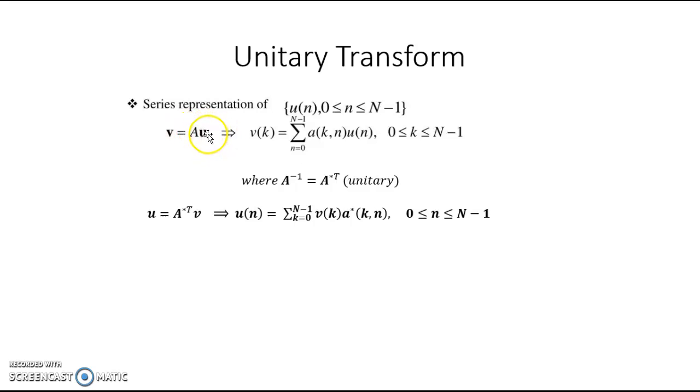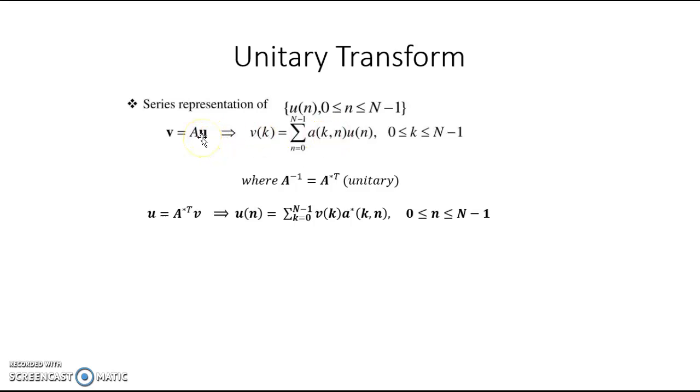So u is your original input sequence, and A represents the basis. A, that is the basis, multiplied by u gives you the transformed coefficients v. So I can write down the transform coefficients v(k). The kth value of the coefficient will be the sum of u(n), your input sequence, multiplied by the kth basis function a_k(n), where n varies from 0 to N minus 1.